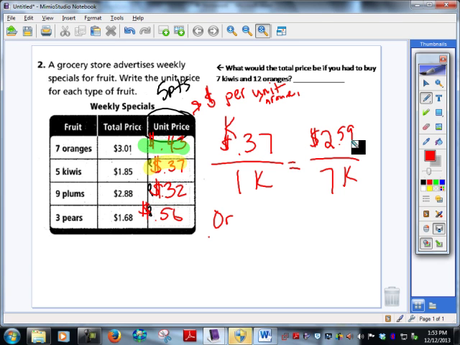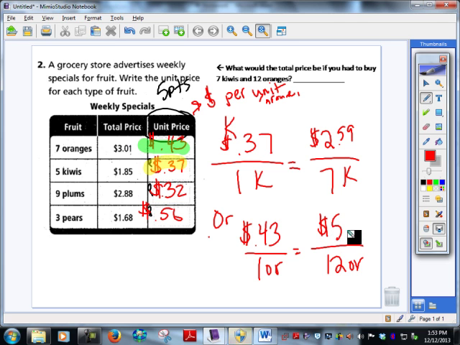Okay, then oranges the same way. I know that oranges are costing me 43 cents per 1 orange. So if I want to buy 12 oranges, I need to multiply by 12 to both the top and the bottom, yes? That would be $5.16. But notice this, what's that keyword?